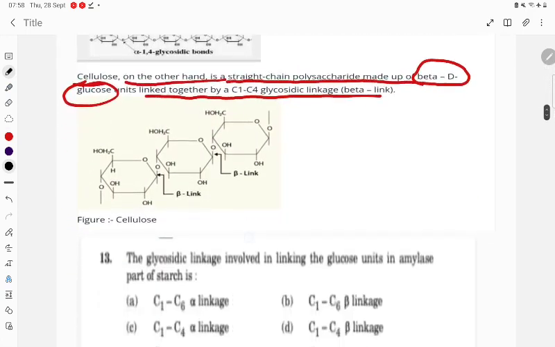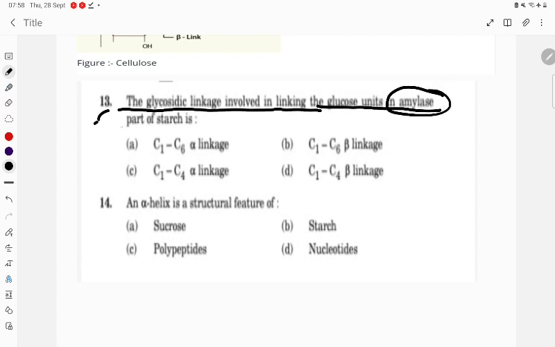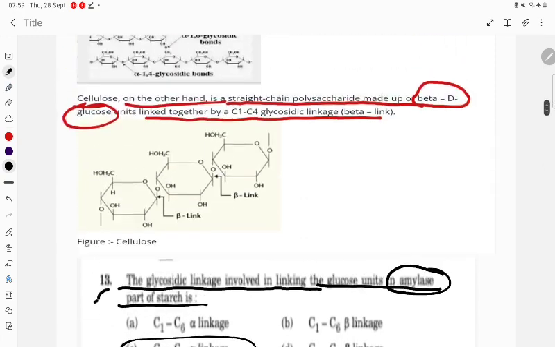Now let us see another one. The 13th question they ask, on biomolecules. They have given a question of more than 7 marks. Here they are asking about the glycosidic linkage involved in linking the glucose units of the amylose part of the starch. So this is the C1 and C4 alpha linkage of alpha D glucose.